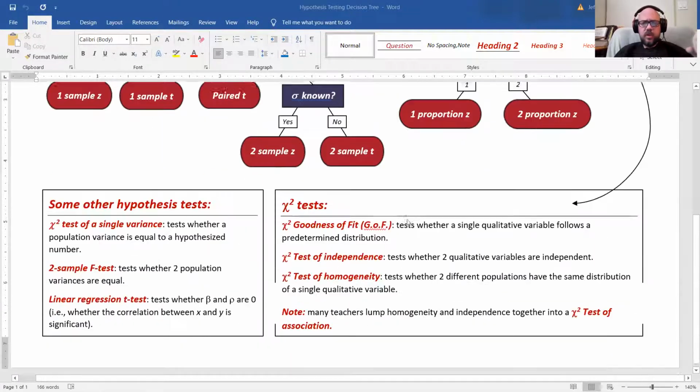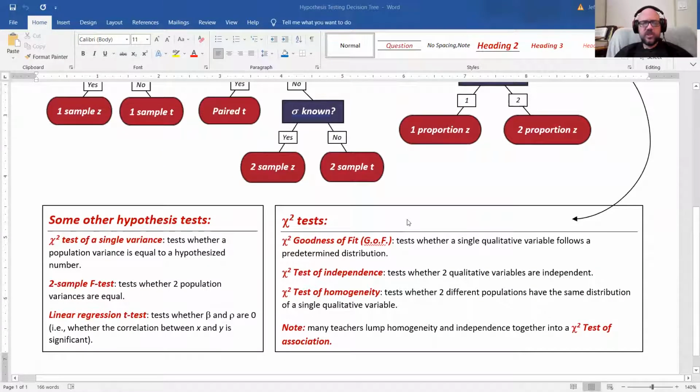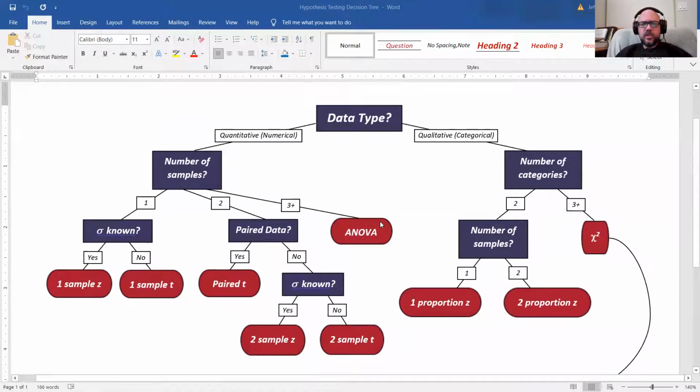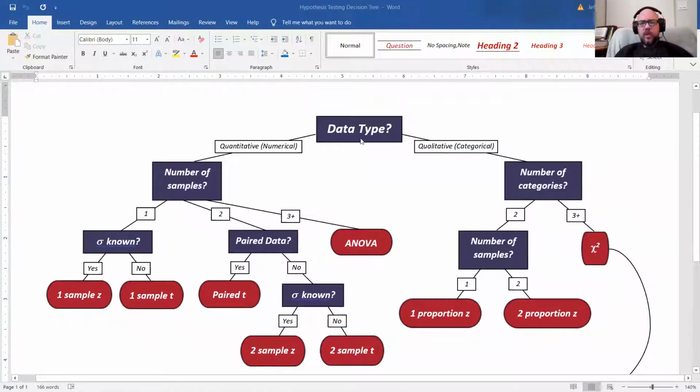There's a few more down here, right? I've just got it big so you can see. But there's a few more down here. So let's go through this real quick. Quantitative first, right? So you ask yourself, what type of data do I have?